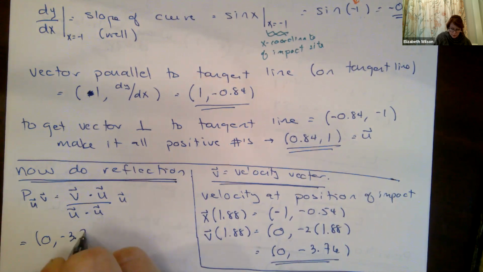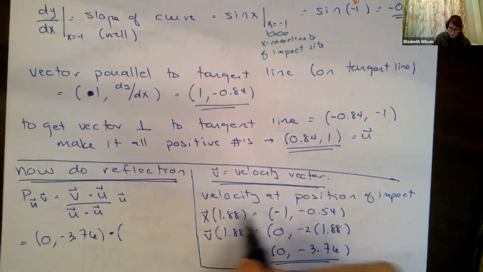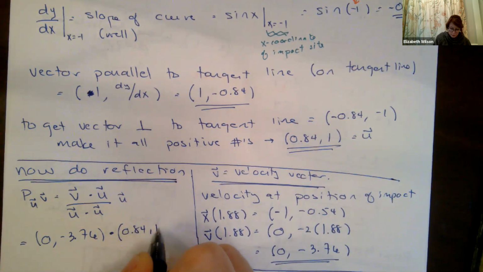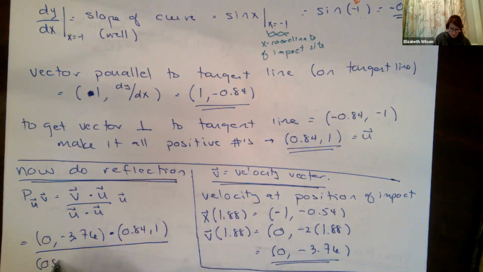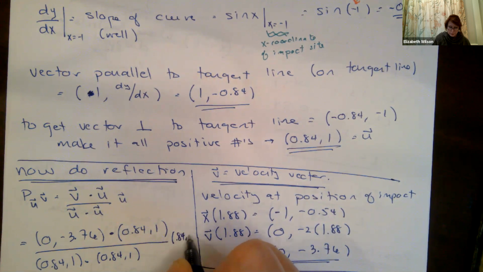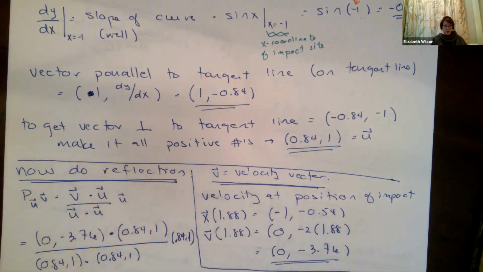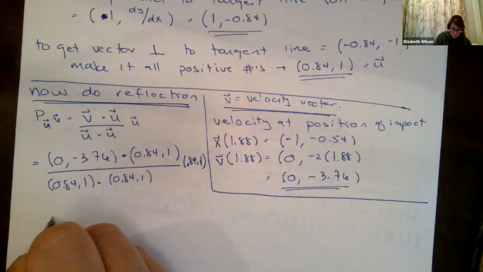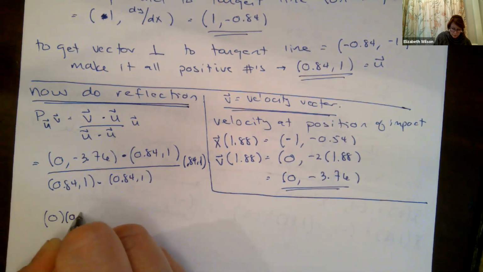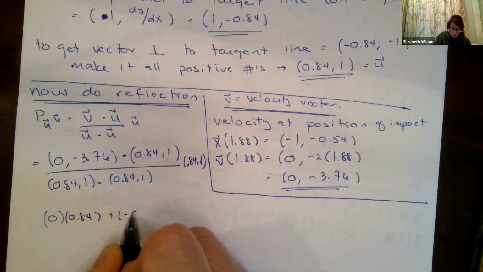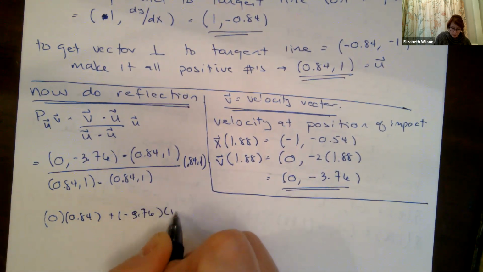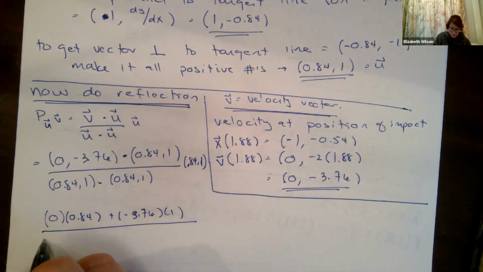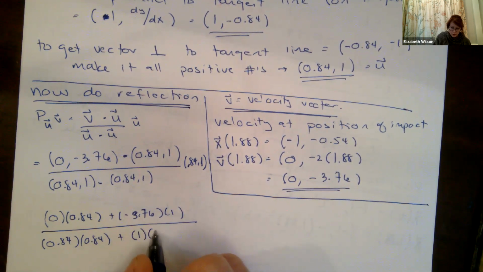0 minus 3.76 dot product with our U, 0.841 all over 0.841 dot 0.841 times 0.84 comma 1. I'm running out of space. Okay, so remember our dot products, how we do that. So 0 times 0.84 plus minus 3.76 times 1, all over 0.84 times 0.84 plus 1 times 1.